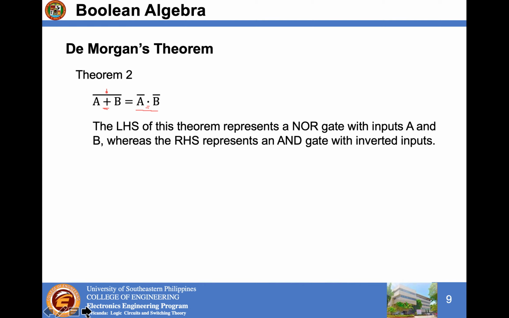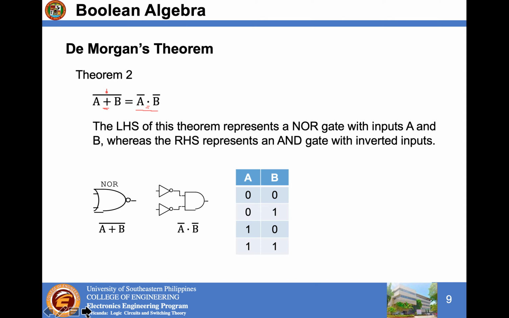So the left-hand side of this theorem represents a NOR gate with inputs A and B, whereas the right-hand side represents an AND gate with inverted inputs. So this is our NOR gate with inputs A and B. Then the equation of the NOR is A NOR B. If we use the AND gate with inverted inputs, we have A bar and B bar.